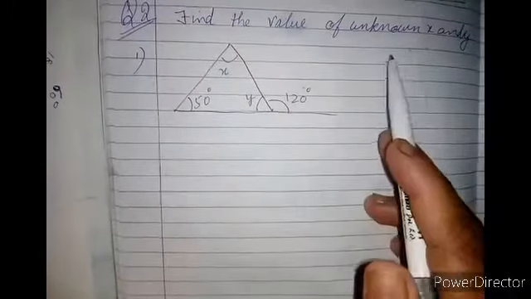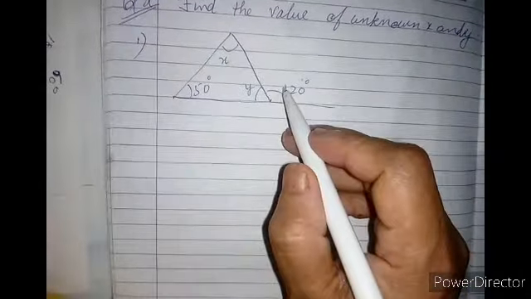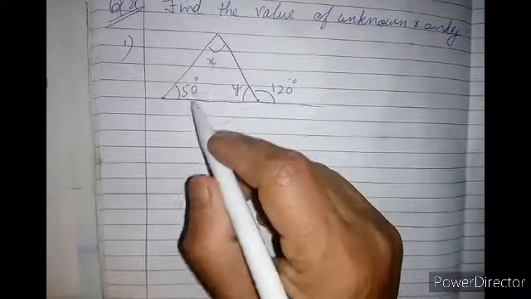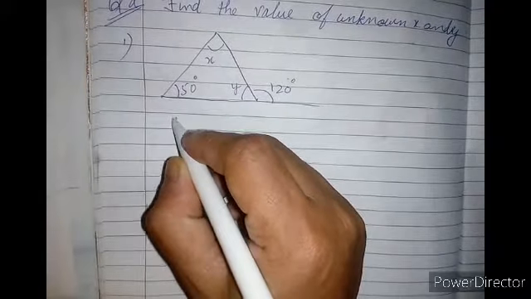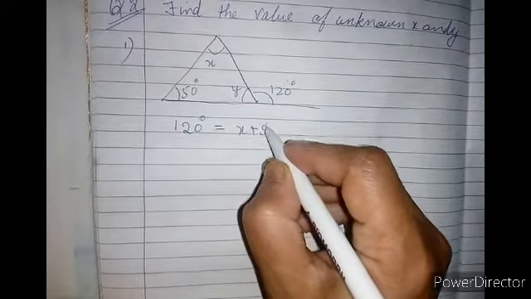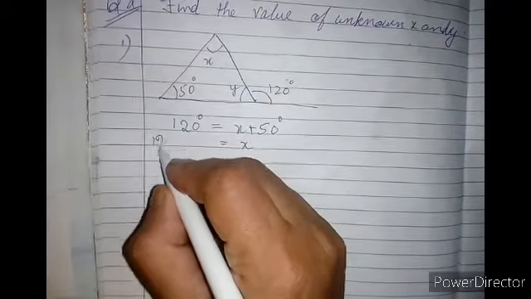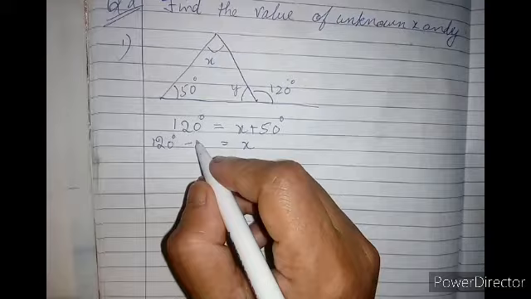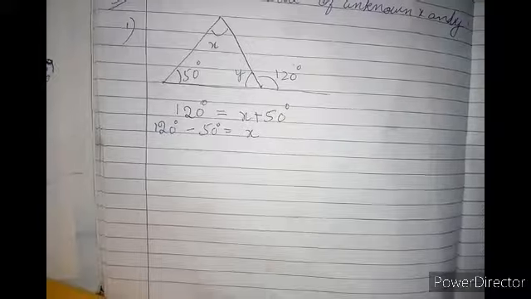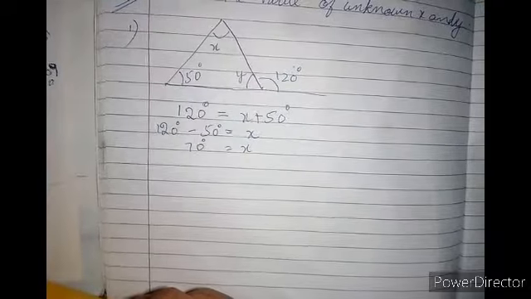Question second, find the value of unknown x and y. Now yesterday we did in previous, exterior angle is equal to sum of interior two angles. So 120 is equal to x plus 50 degree. Leave x and bring 50 degree on your left hand side. x is equal to 70 degree.